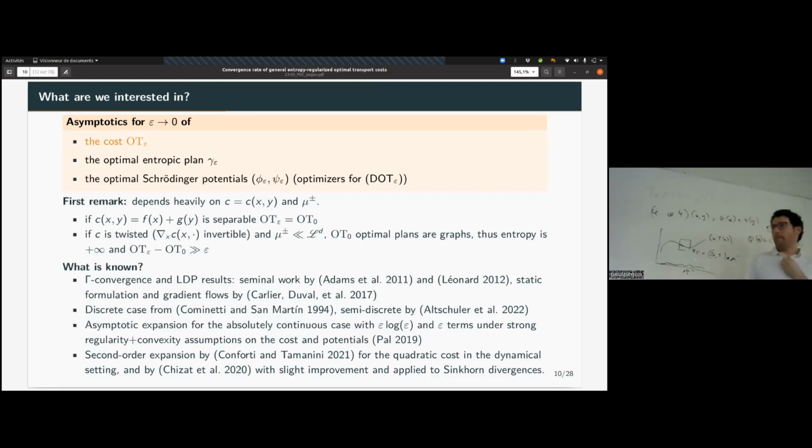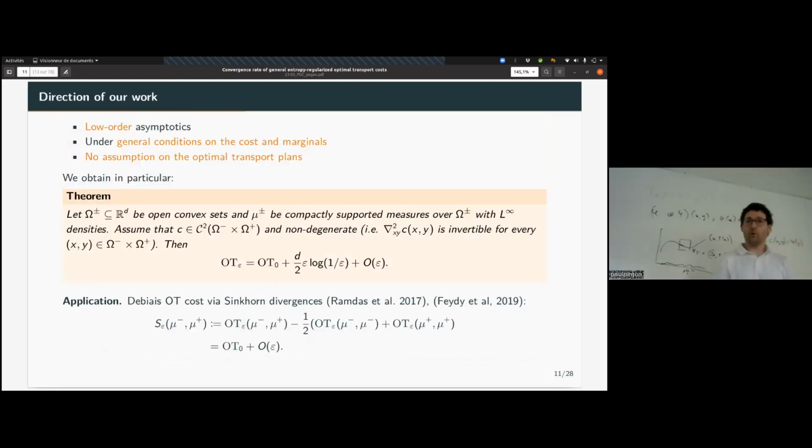The direction of our work was to go in another direction from what was done before, to assume fewer things, but at the cost of saying less. We want low order asymptotics, but under general conditions on the cost and the marginals, and without assuming anything on the optimal transport plans or on the optimal convergence potentials. So, for general assumptions on the cost and the marginals, we want to be able to say something about it.